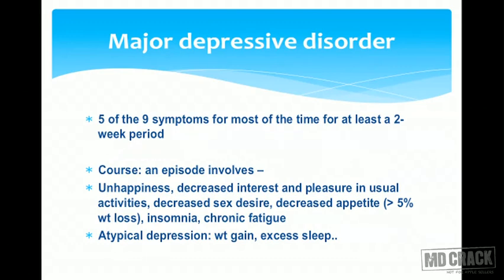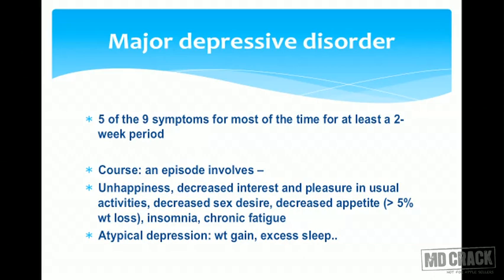What's major depressive disorder? You have to have 5 of 9 known symptoms for most of the time for at least a 2-week period, continuously. The course involves an episode of unhappiness, decreased interest and pleasure in usual activities, decreased sex desire, and decreased appetite. Decreased appetite should amount to more than 5% weight loss. Plus there is insomnia, that's lack of sleep, and a chronic sense of fatigue.